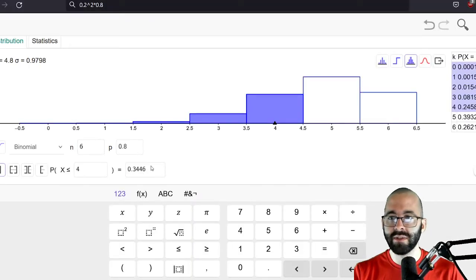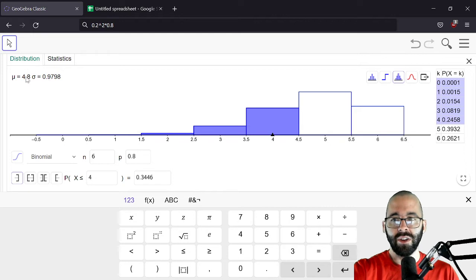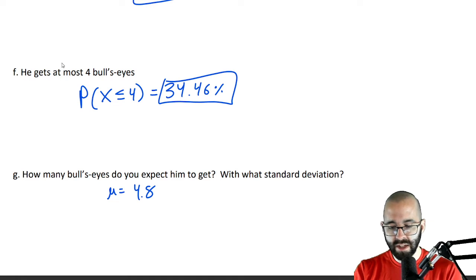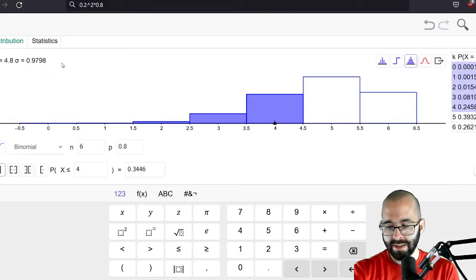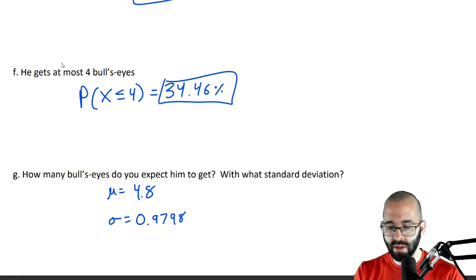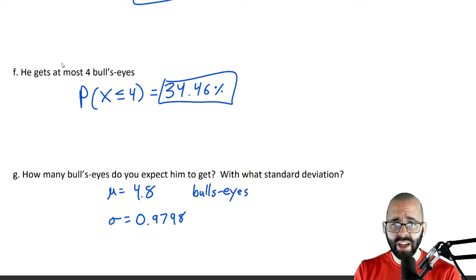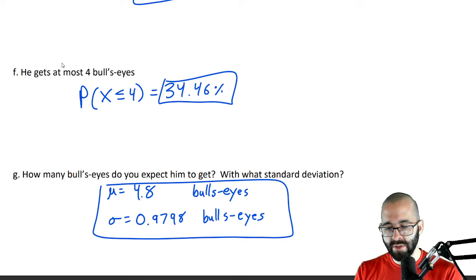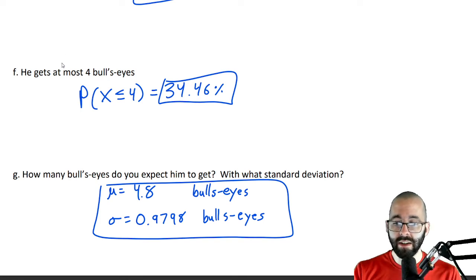And then expectation and standard deviation are again included up here. The expectation is 4.8 bullseyes, and the standard deviation is 0.9798. All right, so on average, we're going to get 4.8 bullseyes, and the standard deviation means averaging 4.8, but plus or minus 1 bullseye on average. Make sure the units match the units of our random variable. This is the expected value on the top and the standard deviation on the bottom.